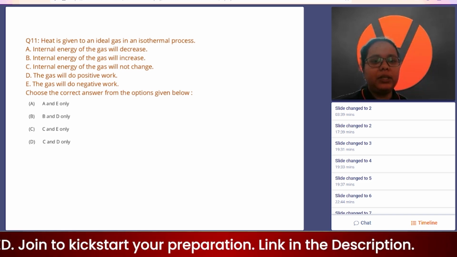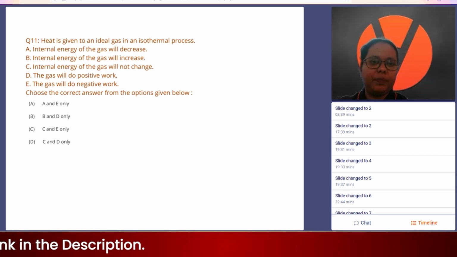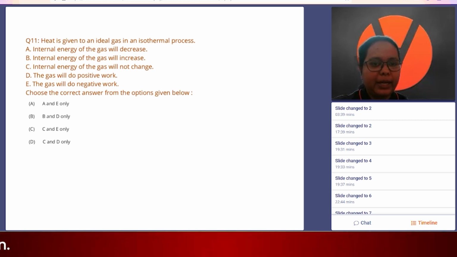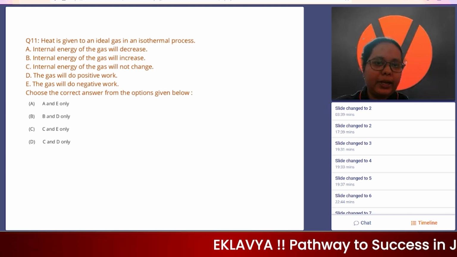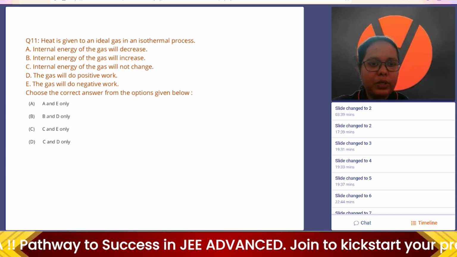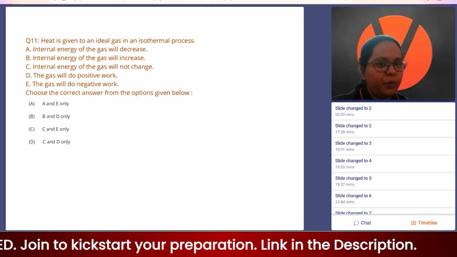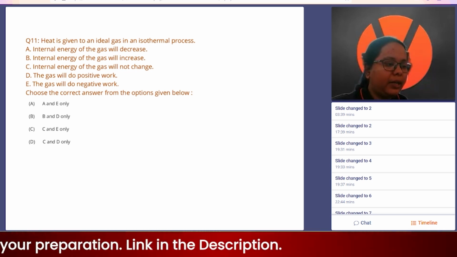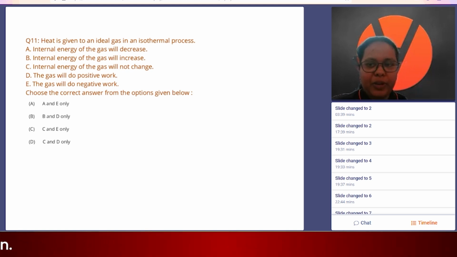Next question is, heat is given to an ideal gas in an isothermal process. The first option they mention is that the internal energy of the gas will decrease. Then the internal energy of the gas will increase. The internal energy of the gas will not change. The gas will do positive work. The gas will do negative work. So here what they are asking is, from among these 5 options, what are all the correct options?